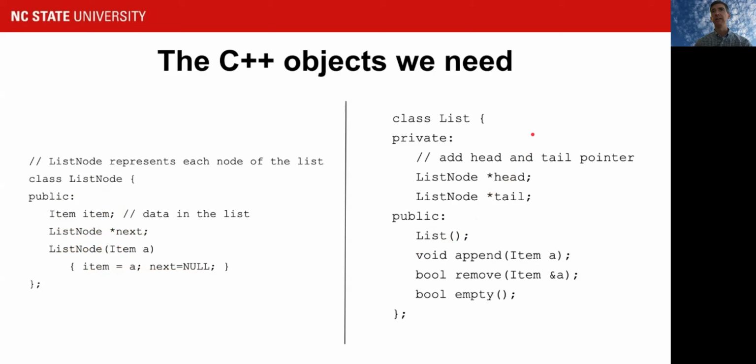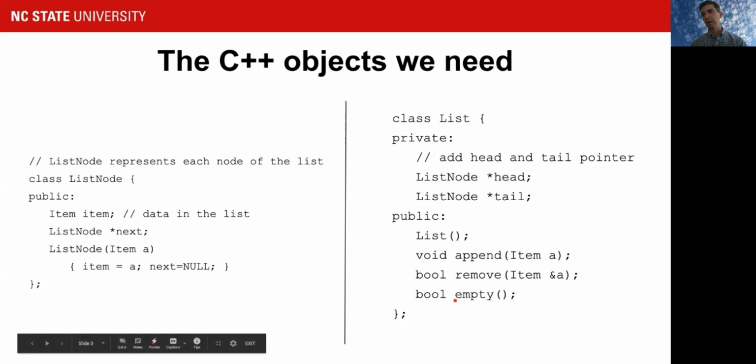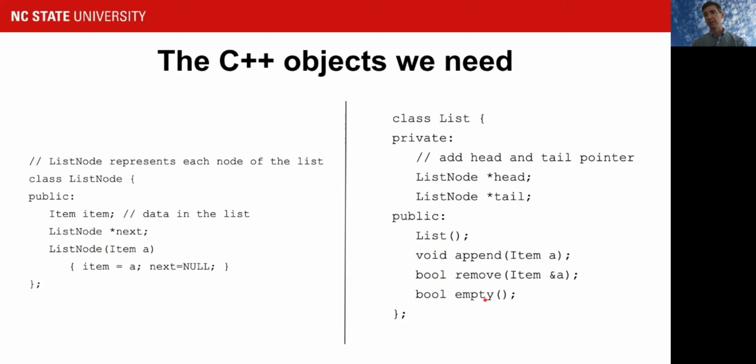Okay, the other thing we need is the overall list object that keeps track of the head of the list that we're currently creating. And so the head of the list is a pointer to one of these list nodes, and we'll call it head. We'll also make a pointer to a list node called tail. And then within this list object, there are a few functions that we might want our list to implement, like appending to the list, removing from the list, and checking if the list is empty. As we go, we'll implement more functions as well. This is just getting us started in our list implementation.